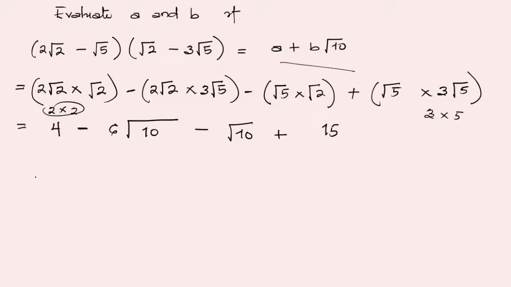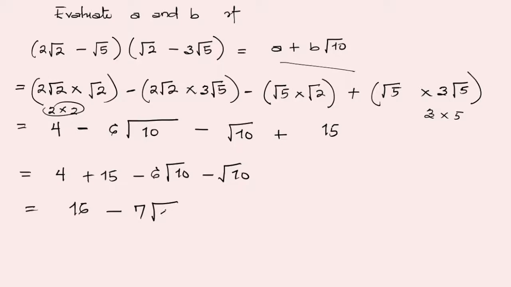So if we group like terms, we have 4 plus 15, minus 6 root 10 minus root 10. 4 plus 15 is equal to 19. Minus 6 root 10 minus root 10 is equal to minus 7 root 10. And so this is our final answer.